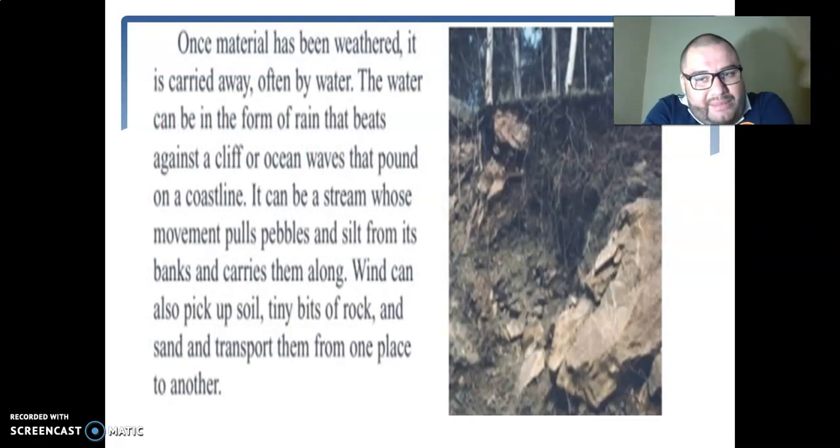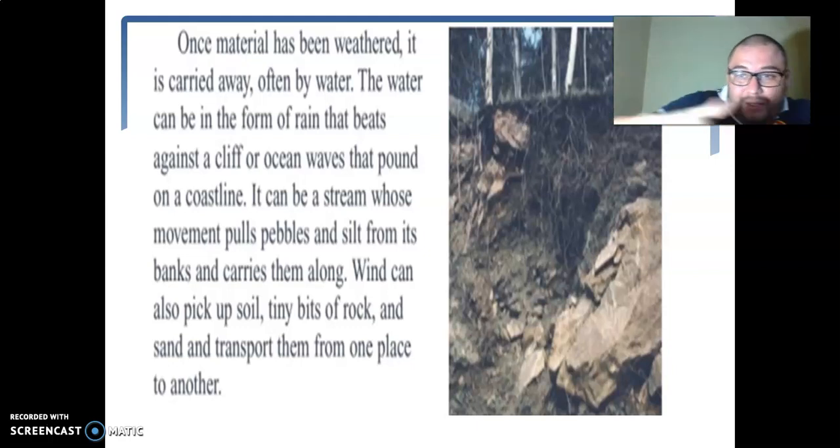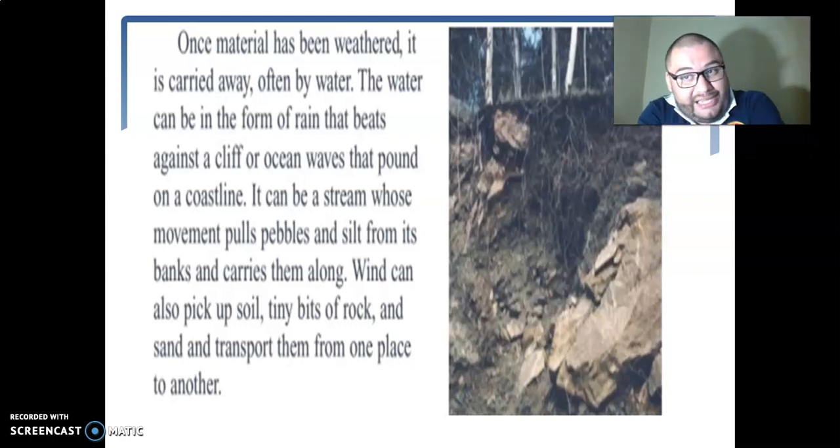So, some examples of erosion, you can see the picture. One material has been weathered and carried away, often by water. The water can be in the form of rain that beats again, right? A cliff of ocean. Something important is if one river crosses one city, right? This is our problem in Tegucigalpa.